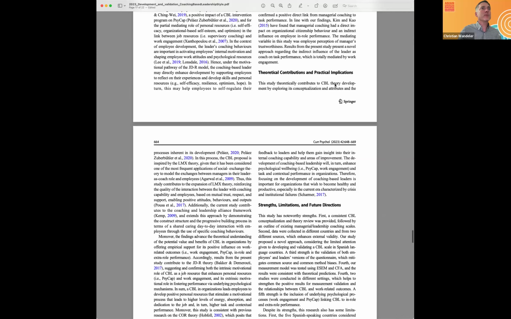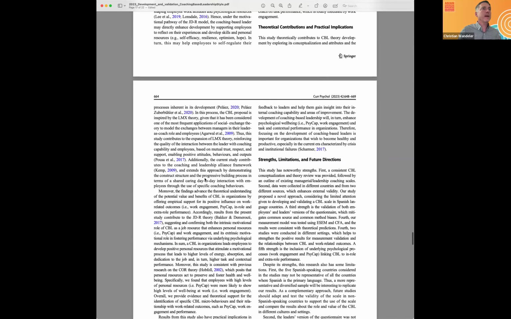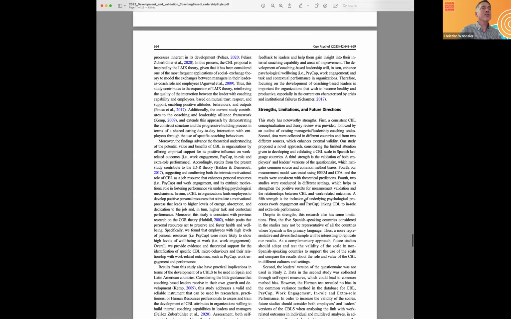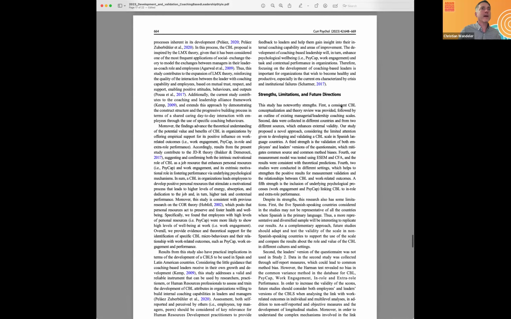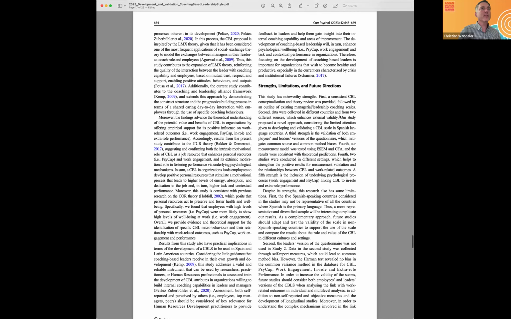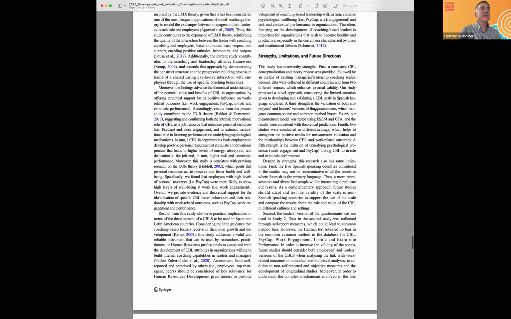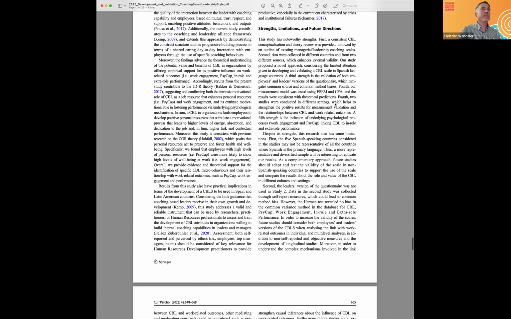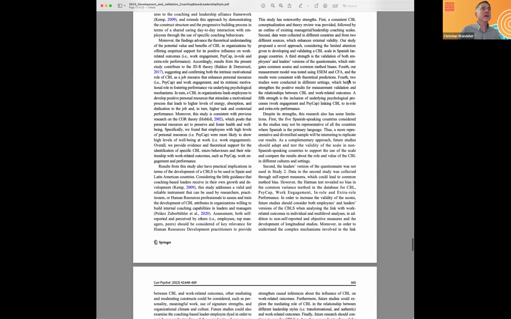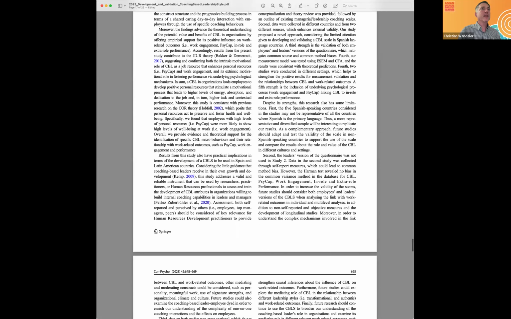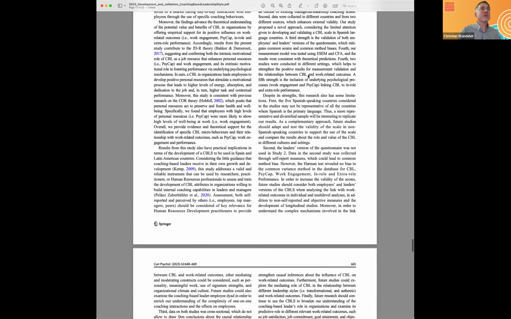This study theoretically contributes to CBL theory development by conceptualizing the attributes and the process of development, and it notes some strengths and limitations. Let's see what they say about their strengths. First, the conceptual work, followed by an outline of existing management leadership scores. Second, we collected data in different countries from different sources. The strength is the validation of both employees and leaders. Then we had a measurement model, blah, blah, blah, conducted in different settings. And the fifth strength is the inclusion of ongoing psychological processes, so that we also looked at the relationship linking CBL to in-role and extra-role performance.